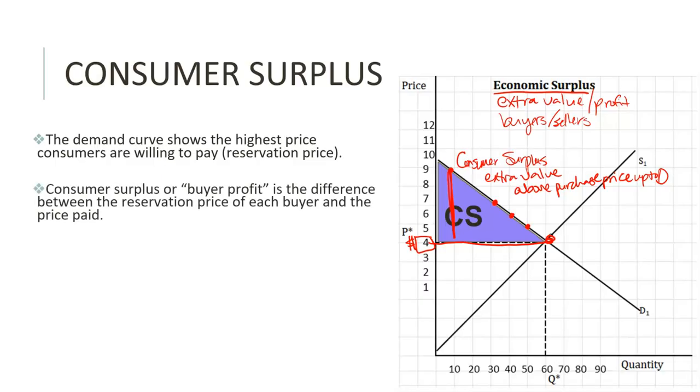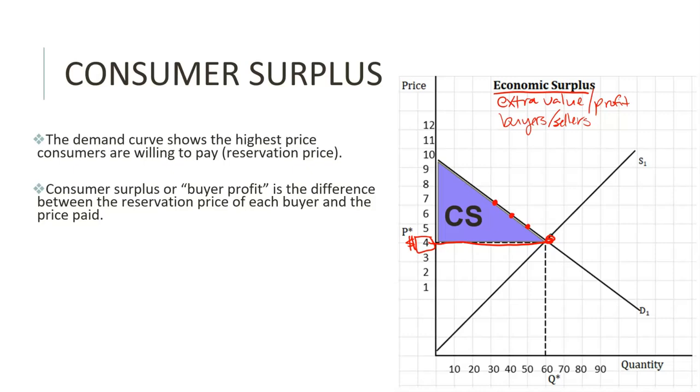Consumer surplus, you can think of this as like buyer profit. It's easier to think of producer profit, right? If it cost them $2 to make and they sold it for $4, they've got a $2 profit. Or if it cost them $1 to make and they sold it for $4, they have a $3 profit. Producer surplus, producer profit is just easier for us to think about because it's an explicit value.